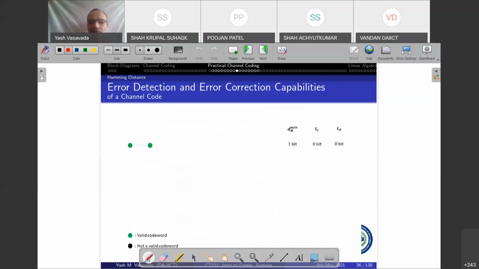Okay, so let us consider first the simplest case where the minimum Hamming distance is only 1 bit, which means that there are 2 valid code words sitting next to each other. With only 1 bit of error, this code word can turn into this other code word. Remember, these are our visualization diagrams. This can be some n-bit code word, and this will be another n-bit code word. We are not specifying what n is. All that we are saying is that the minimum Hamming distance is 1 bit.